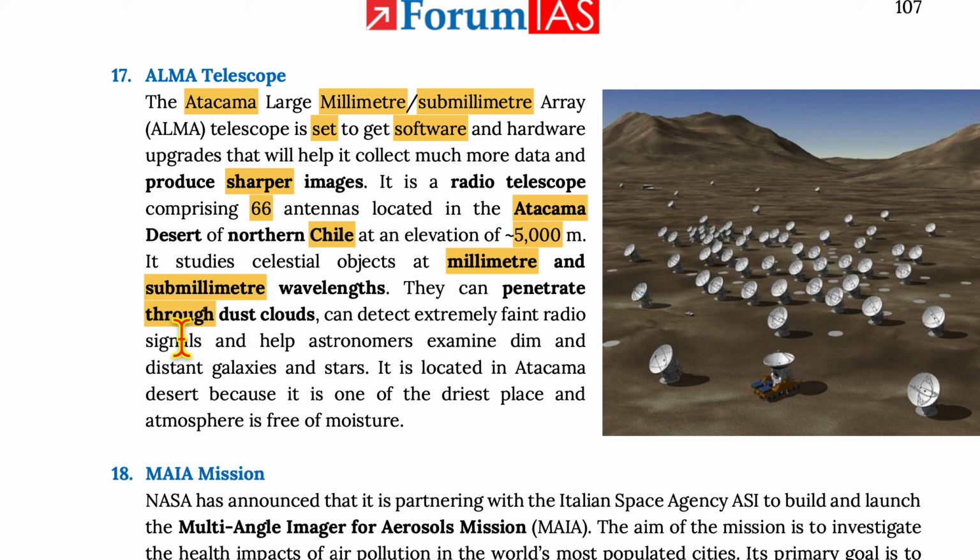They can penetrate through dust clouds, can detect extremely faint radio signals, and help astronomers examine dim and distant galaxies and stars. It is located in the Atacama Desert because it is one of the driest places and the atmosphere is free of moisture.